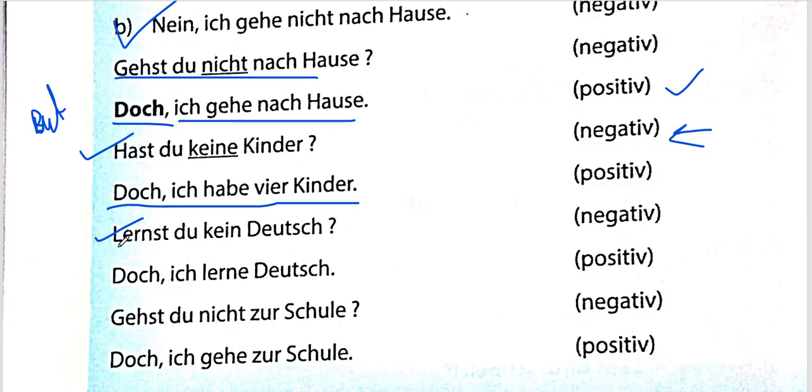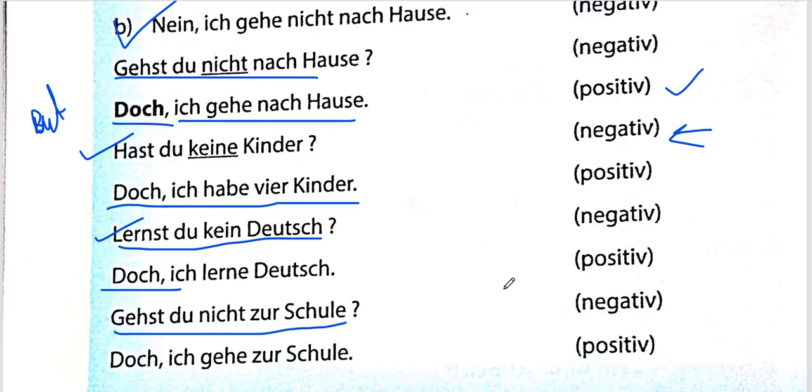So next question is, lernst du kein Deutsch? This is a negative question. The answer to negative questions will begin with doch. But ich lerne Deutsch. Lernst du kein Deutsch? Are you learning no German? But I am learning German.